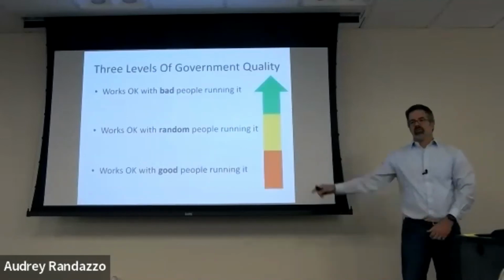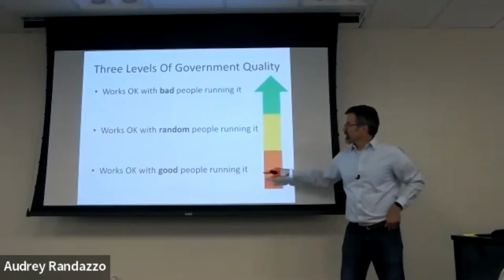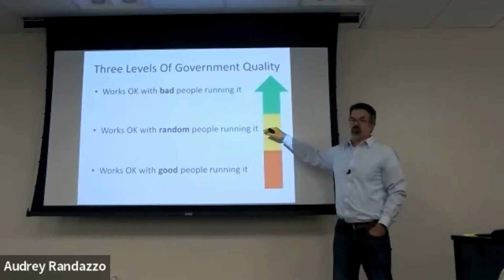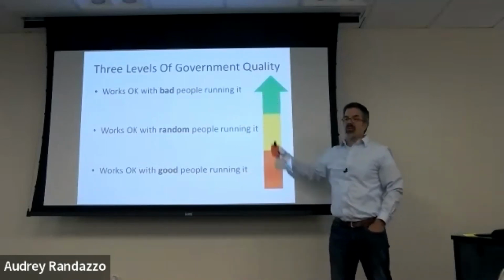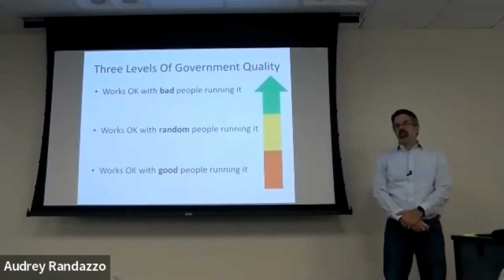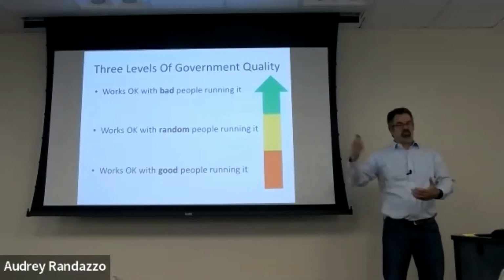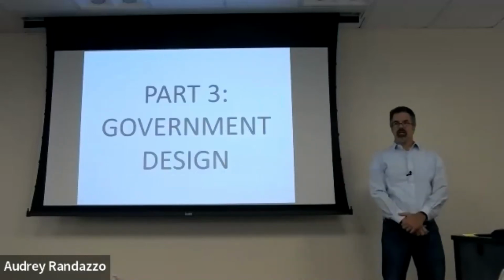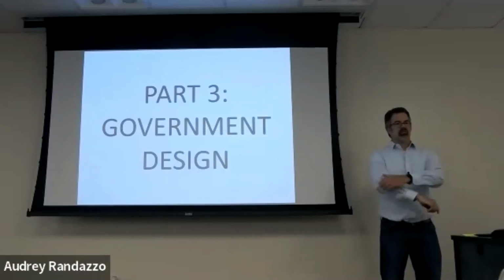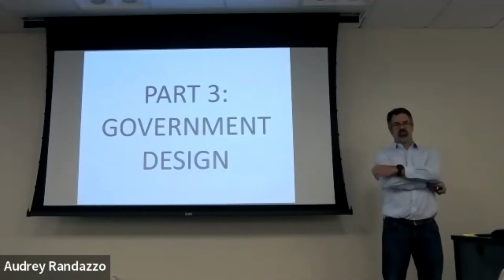That's it. Think of this as your goal. Levels of quality. Government works with good people running it, random people running it, or bad people running it. As Nobel says, the ideal government would run perfectly with your enemy in charge. Think about that. It's a pretty high standard, right? Aspirational. Cool. Ready? Okay, let's start with a question, with 5 minutes left here.